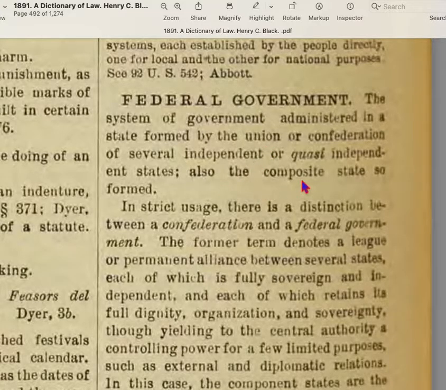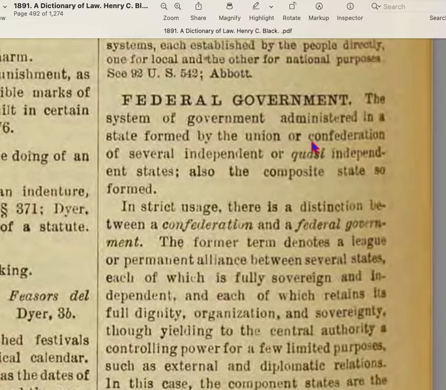So when it talks about the composite state, it's talking about the free, sovereign, and independent states, at least to my understanding, the free, sovereign, and independent states, which allowed for the Union to be created. So I understand the Constitution, and you understand the Constitution says, but no state within a state shall be erected. So how can there be a state within a state, but then no state within a state?